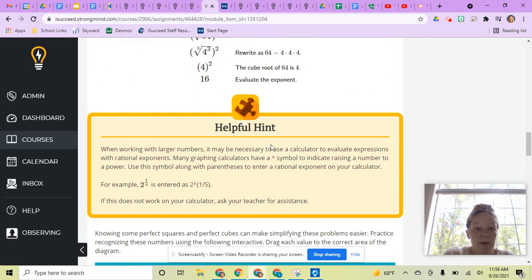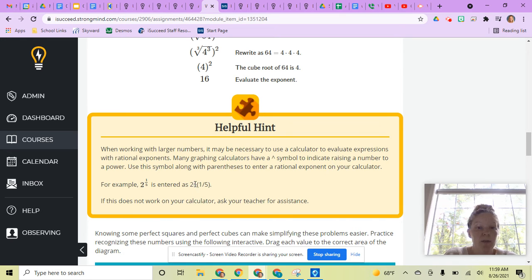Helpful hint: when working with larger numbers, it may be necessary to use a calculator to evaluate expressions. Many calculators have this symbol. It's called a caret symbol, used to indicate raising a number to a power. If you have a calculator that has a caret key, that means exponent.